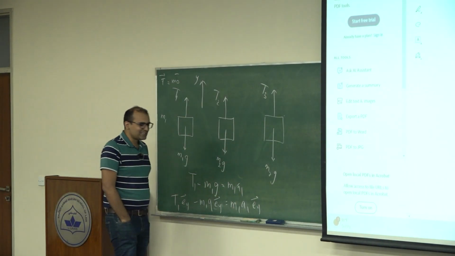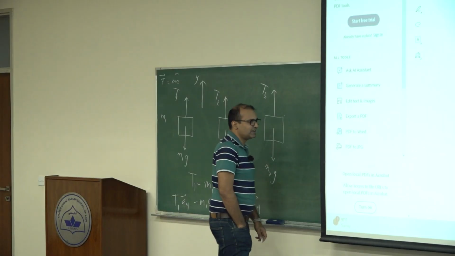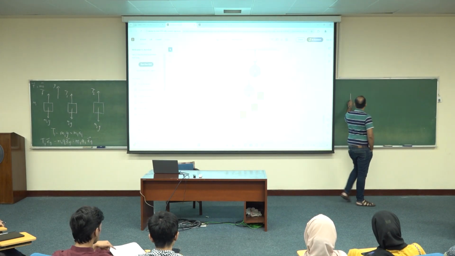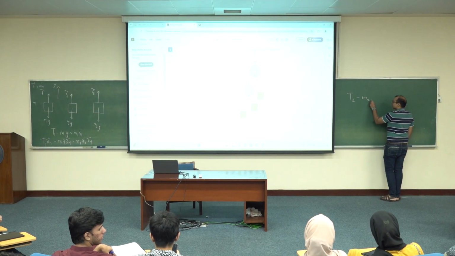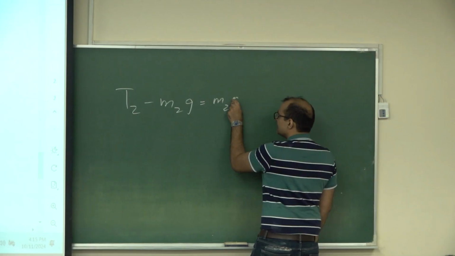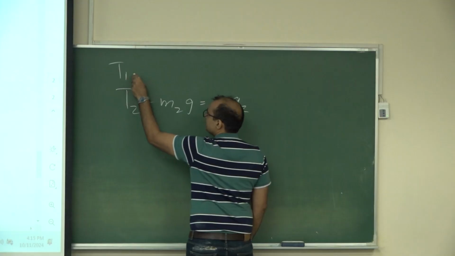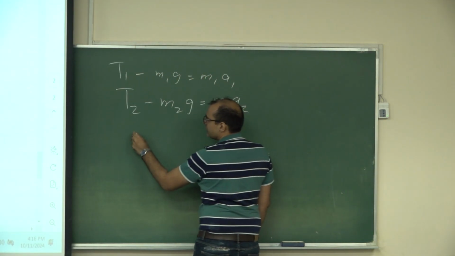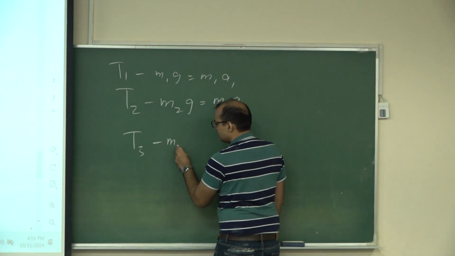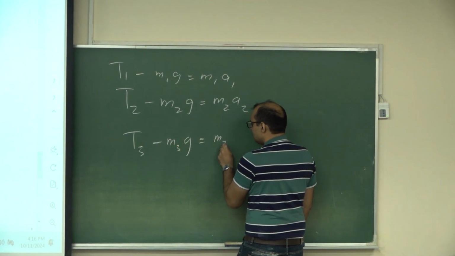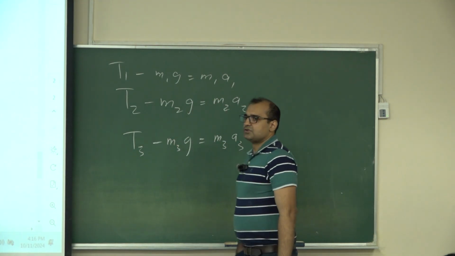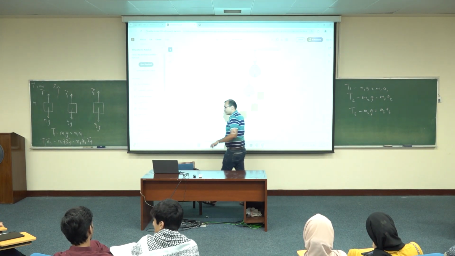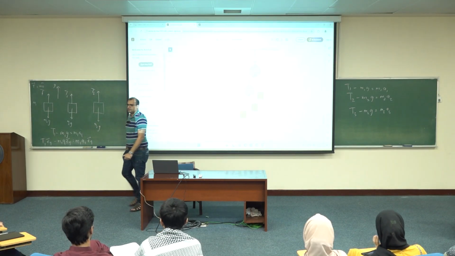Anyway, so you do the same thing with M2, and you get basically T2 minus M2G is equal to M2A2. And let me just write it over here. T1 minus M1G is equal to M1A1. Do the same thing for M3. So you have basically three equations that follow from Newton's second law.